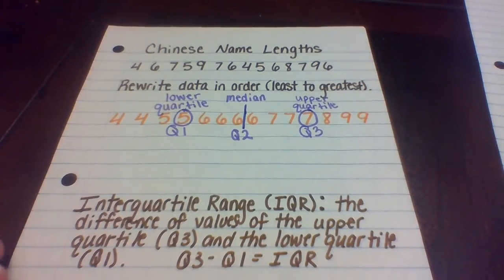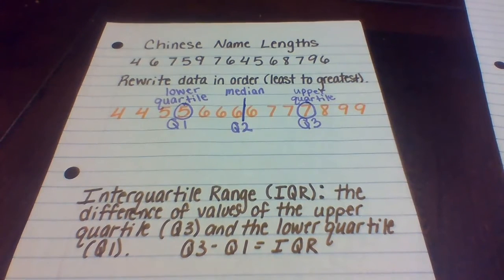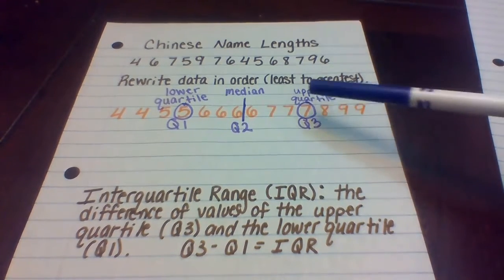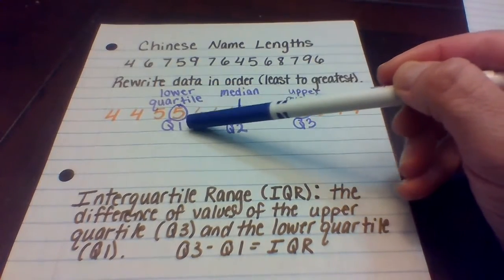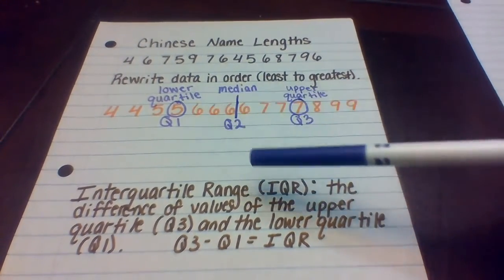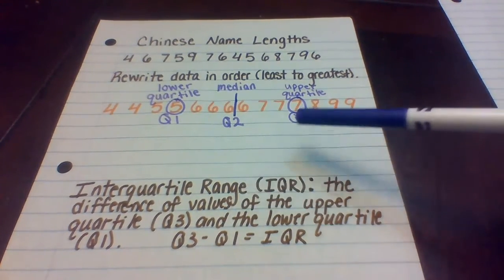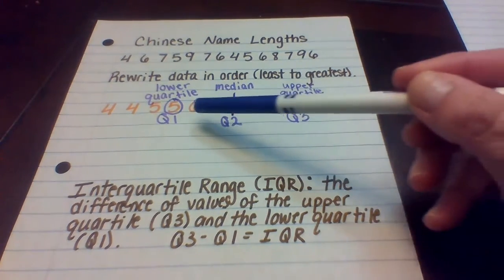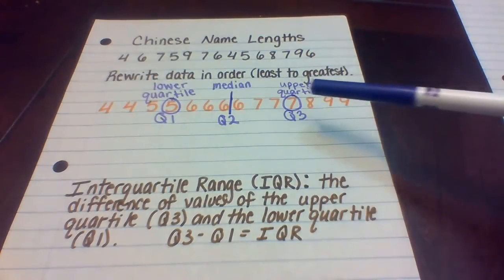Interquartile range, which also can be known as IQR, is the difference of values of the upper quartile, Q3, and the lower quartile, Q1. So basically what this is saying is, if I take my Q3, my upper quartile, and I subtract my Q1, my lower quartile, I'll get the interquartile range. What this means, guys and girls, is I'm looking at the range between the inner quartiles. I'm not looking at the range of all of the data.